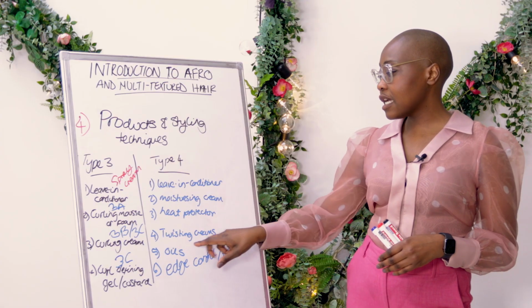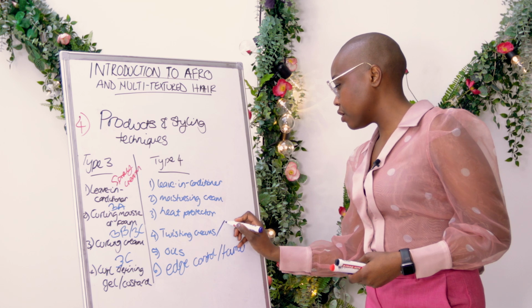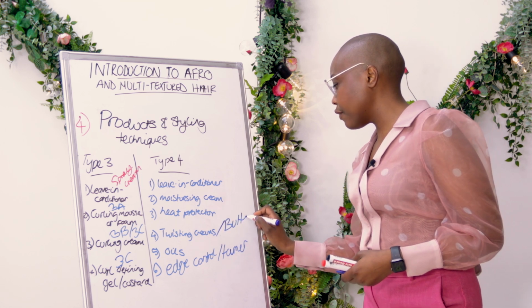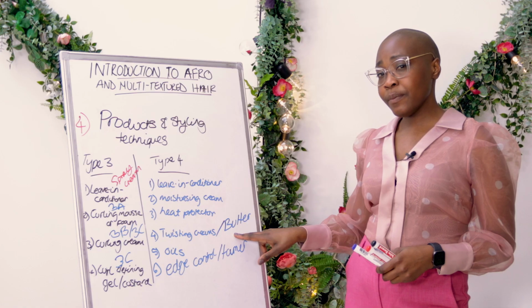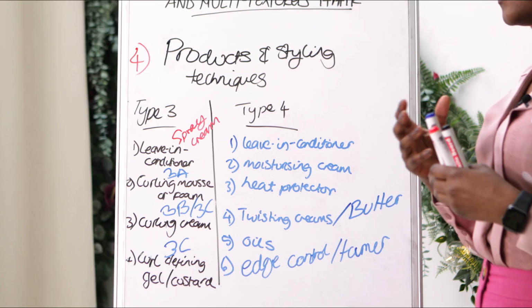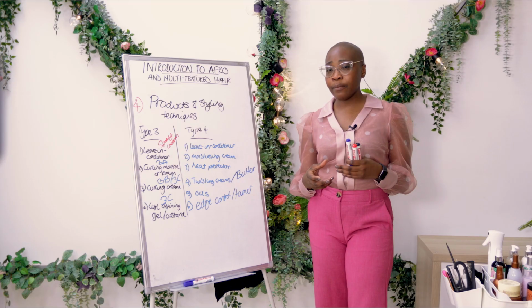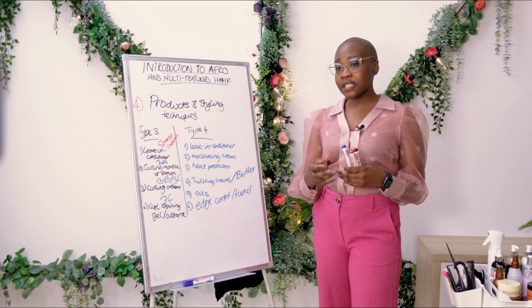Number 4 there, you'll notice that I put twisting creams, and I'll also put butter because sometimes this is what it might say on the packaging. Based on the type of styling you're doing, the majority of the time when we're styling type 4 hair texture, we're always manipulating the curl pattern in some way by blow drying and then braiding and creating the design or shape that we want to see in the hair.